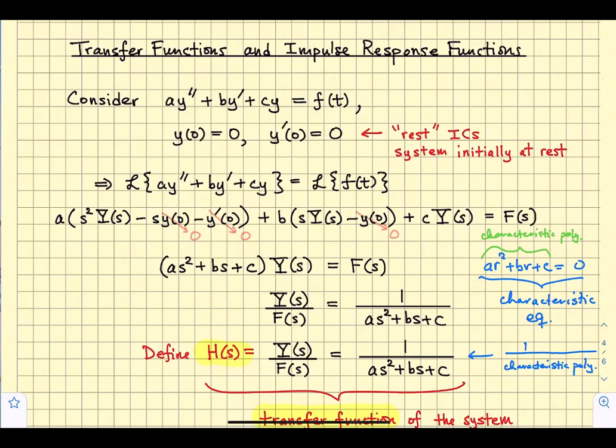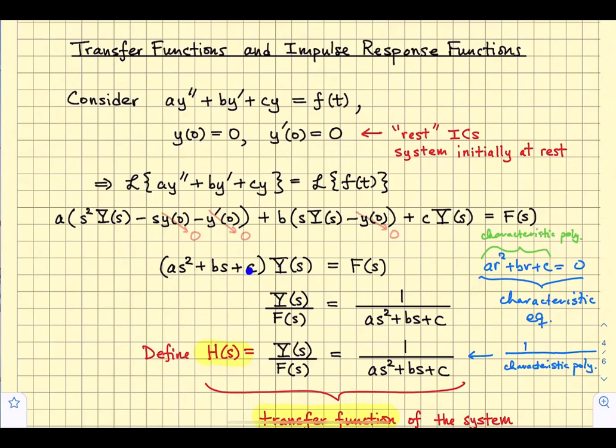So one little quick check that you can make when you're doing this work is when you have rest initial conditions. This is very important. When you have rest initial conditions, the left-hand side, when you take the Laplace transform, because all of these are going to zero out, is always going to come out to be your characteristic polynomial times big Y of s. That's what's always going to happen. Notice the characteristic polynomial here is just, we're writing it in terms of s instead of in terms of r.